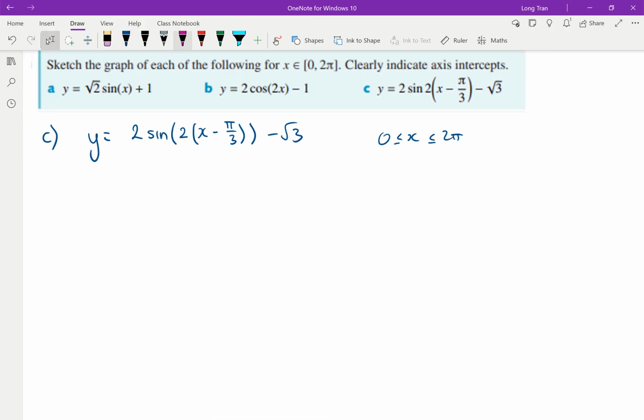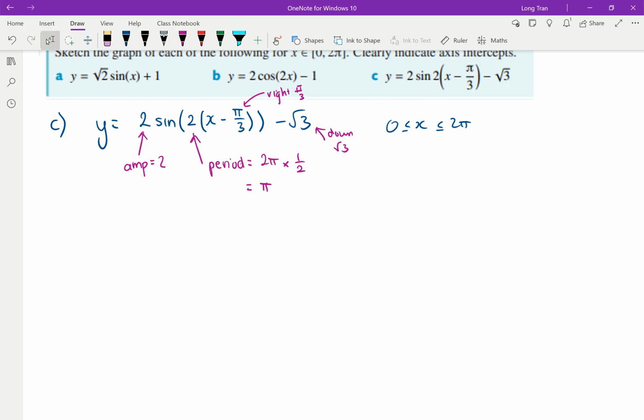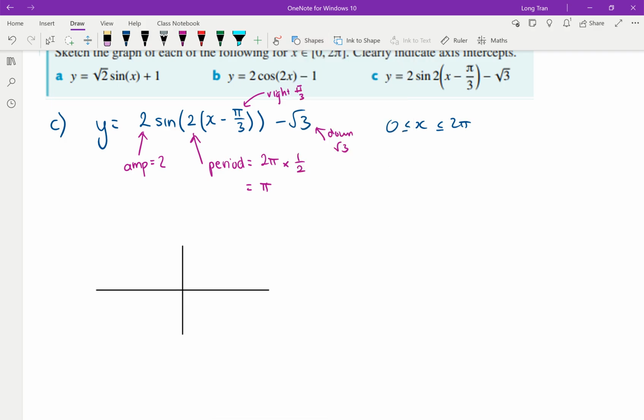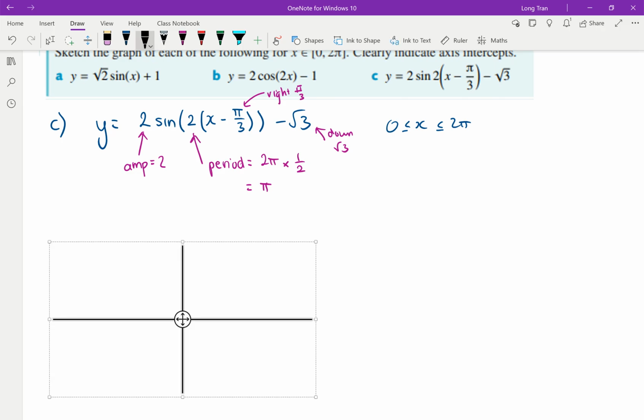We start off by identifying that we've got amplitude 2, and the period is, well, that's a dilation of factor half, so remember the reciprocal of 2. Normally it's 2 pi, but you are compressing it by a factor of half. That's why it ends up being pi as your period. This tells me that it moves to the right by pi on 3, and this tells me down root 3. When I sketch this, you always do a general idea. You don't go full blown. Just do a general idea of what it could look like.